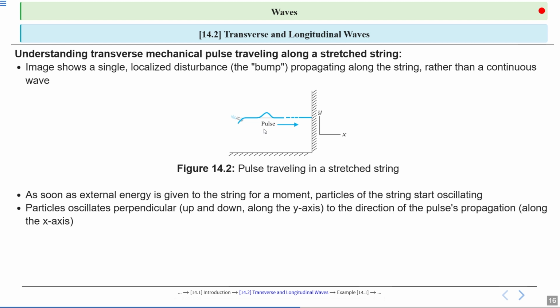The particles of the string move up and down, which is perpendicular to the direction the pulse is traveling. So if the pulse moves along the x-axis, the particles themselves move along the y-axis. This we call a transverse pulse. The disturbance is at right angles to the direction of travel.